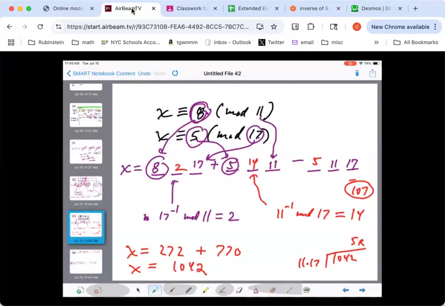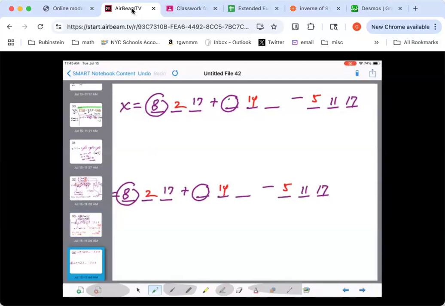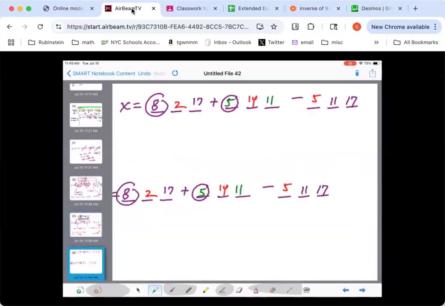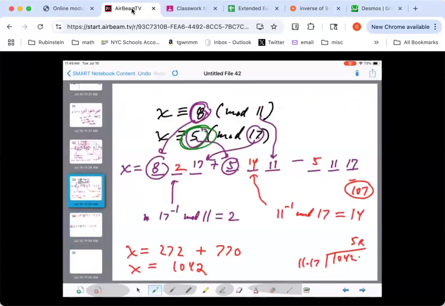They were supposed to be 5, 14, 11. And then the 5 came from the amount of times that 11 went in. This one came from the remainder. So the first two numbers are the remainders. This and this are the remainders. Yeah, no, I was talking about the last 5. Oh, the last 5 goes in because when I divided, 1042 was so big, I divided it by 11 times 17, and it went in 5 times.